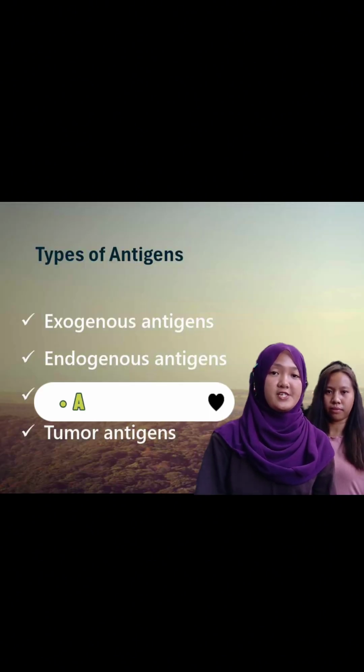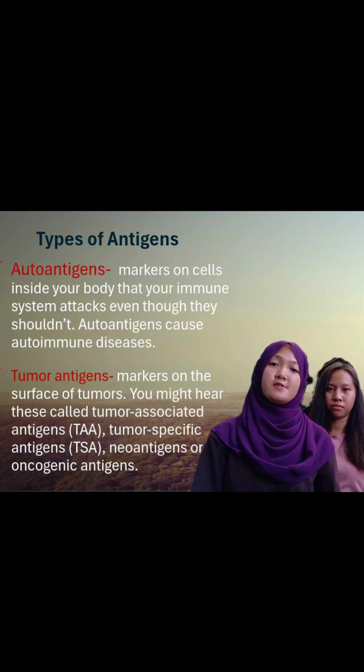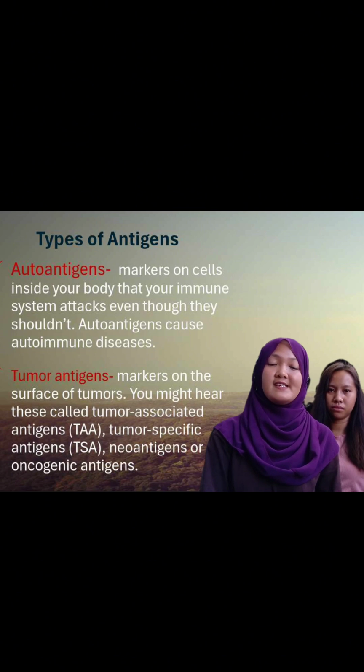So the autoantigens, or the double agents, just like what I said earlier, the immune system mistakenly attacks healthy cells or tissues in the body, resulting in autoimmune diseases such as lupus, rheumatoid arthritis, and etc.